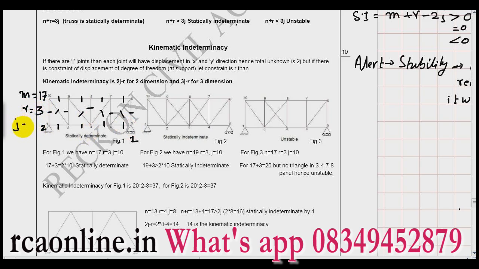Now, what is J? J is the number of joints. So, how many joints do I have? 1, 2, 3, 4, 5, 6, 7, 8, 9, 10. So, I have 10. So, how much do I get? m plus r minus 2j. So it is 17 plus 3 minus 20, which is 0. So this truss is statically determinate, the indeterminacy is 0, and it is stable also.